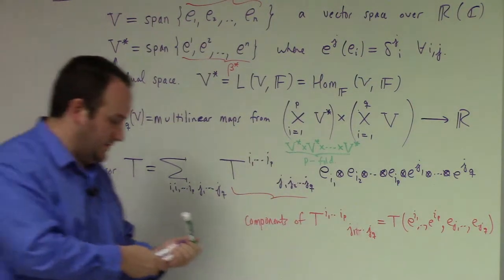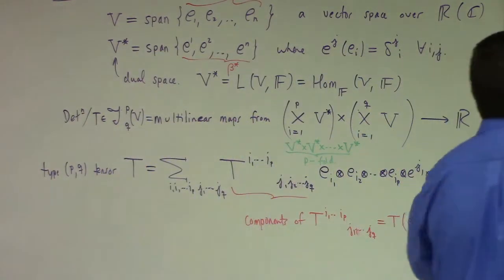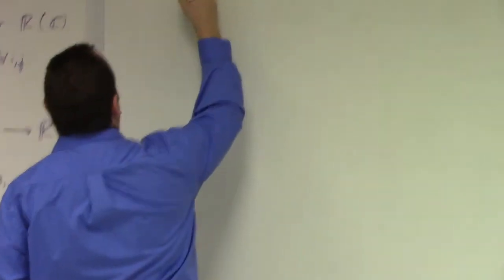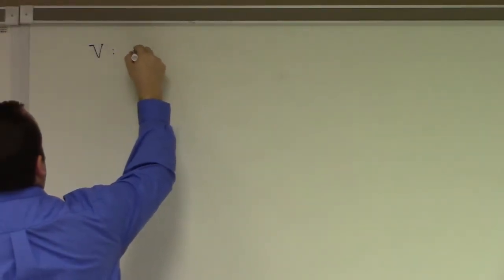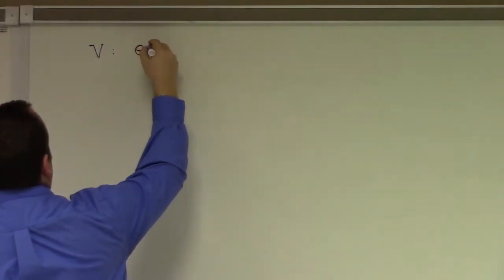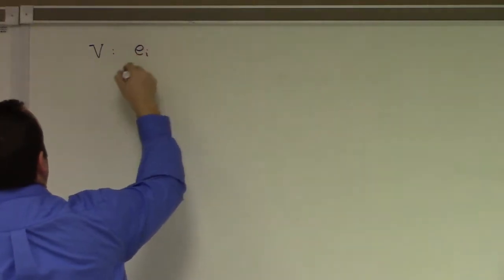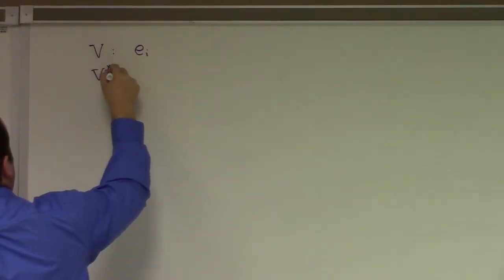Okay, so let me just kind of work from the base up. So like V, you have things like a typical basis element is what? It's E lower I. What's V dual? What's a typical basis element?